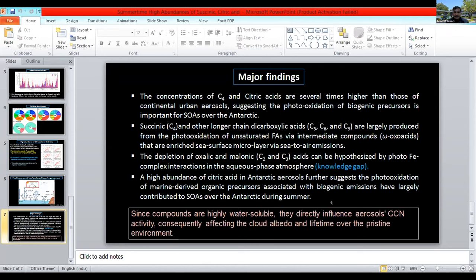Further, the high abundance of citric acid in Antarctic aerosols suggests that photooxidation of marine derived organic precursors associated with the biogenic emissions has largely contributed to the secondary organic aerosols over the Antarctic during the summer. So these are the implications, as I said earlier. That's it. Thank you.